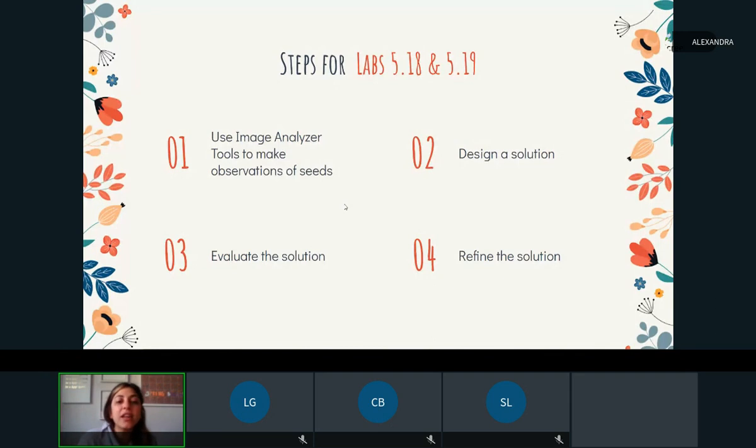And then the third, evaluate the solution. You're going to take a look at the design that you created and then think about it critically. Is this something that's going to help? And then you're going to think it through, test some of the things, and then you're going to refine the solution, which means you're going to go back and make any changes. And that's going to be your entire lab. Those two different parts make up this one big lab. Are there any questions on that so far?